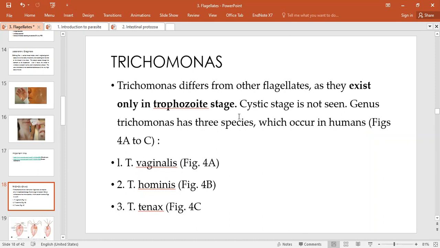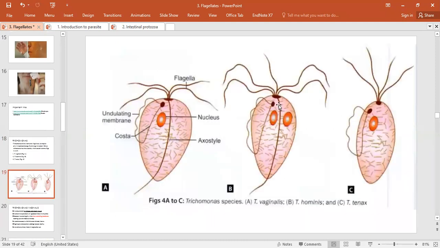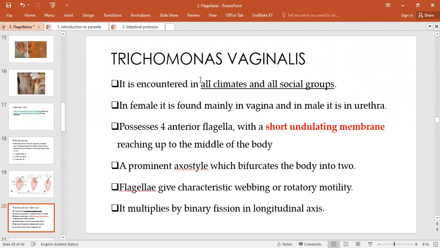The genus Trichomonas has 3 species: Trichomonas vaginalis, Trichomonas hominis, and Trichomonas tenax. Here are images of the 3 species. They are very similar to each other, not identical, but very similar. Here we will study only Trichomonas vaginalis.